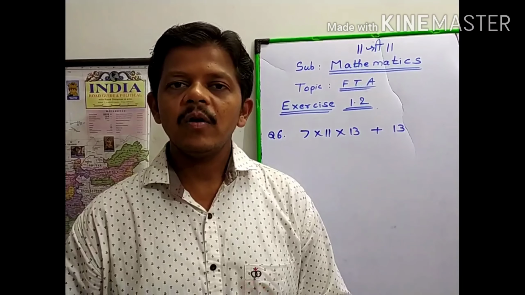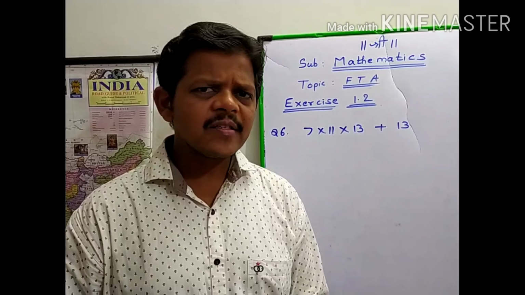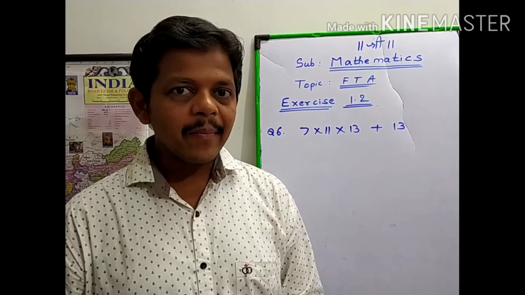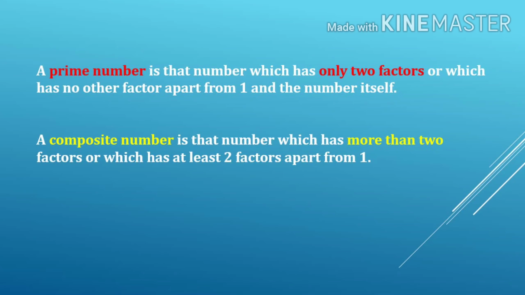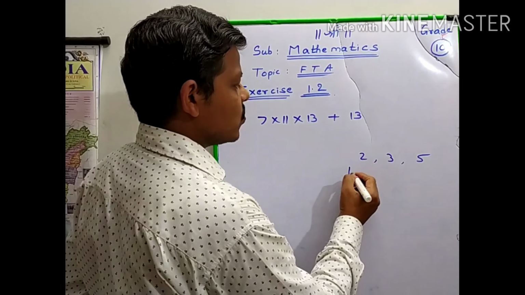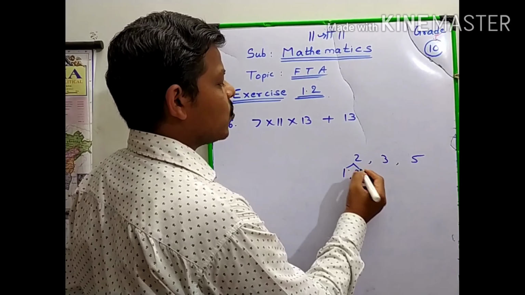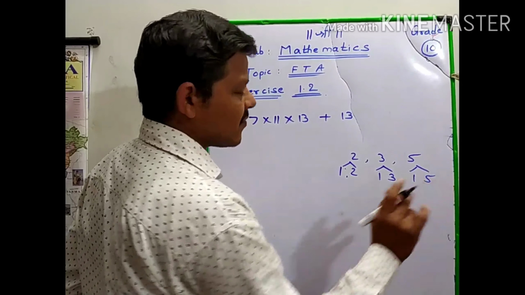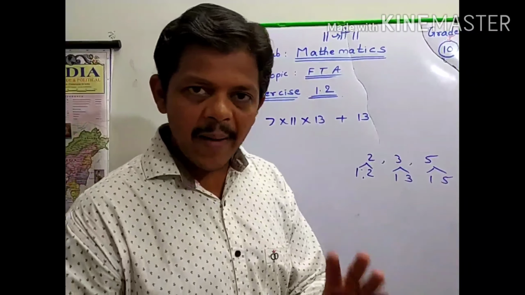Correct? Now, children, tell me what is the difference between a prime number and a composite number? We know that prime numbers like 2, 3, 5 are called primes because they have only one factor other than themselves, that is 1. The factors of 2 are 1 and 2. For 3, 1 and 3. For 5, 1 and 5. There is no other factor. So these numbers become prime numbers.